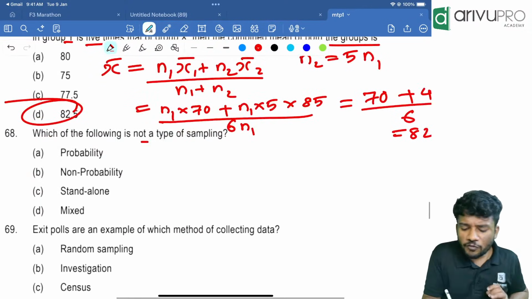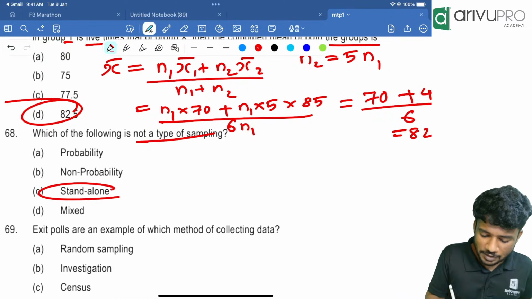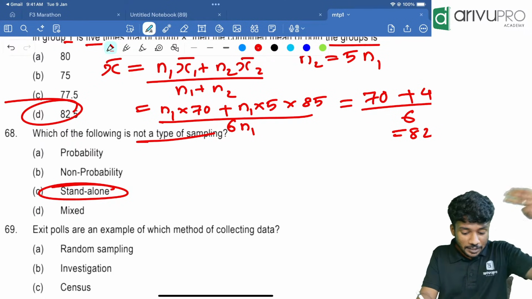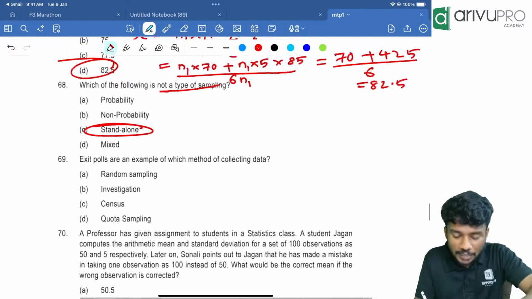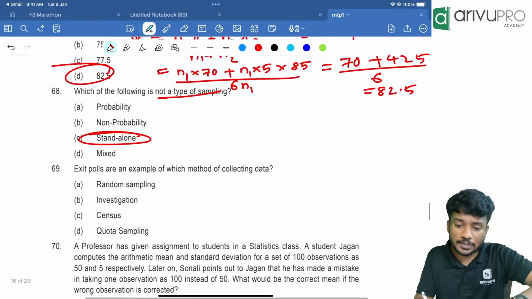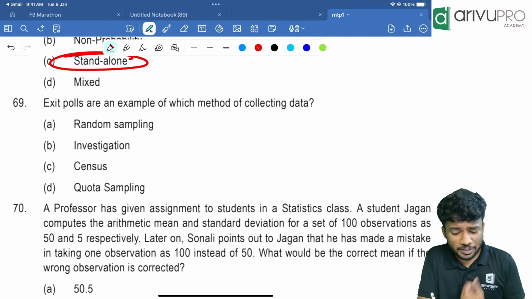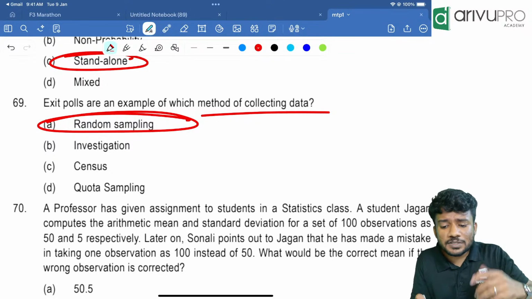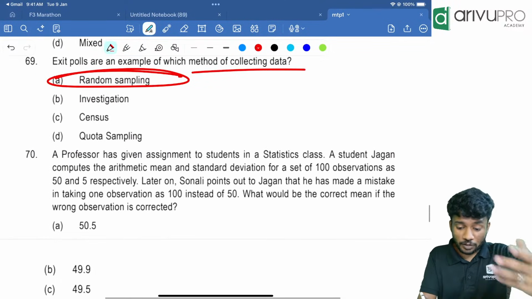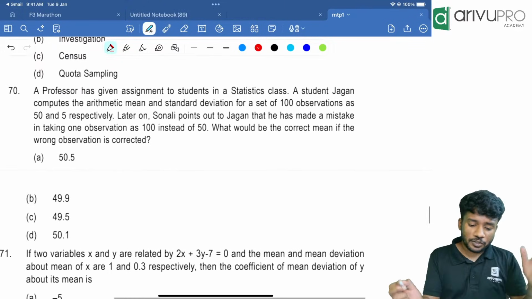Next one, which of the following is not a type of sampling? It is a repeated question. What is the answer? Probability is there, non-probability is there, mixed is there, standalone is not there. Option C is your answer. Next one, yes, 82.5, just check again. Exit poll, again a repeated question. It was asked in the previous year. It is a method of using random sampling. Exit poll is a collecting method using what? Random sampling.